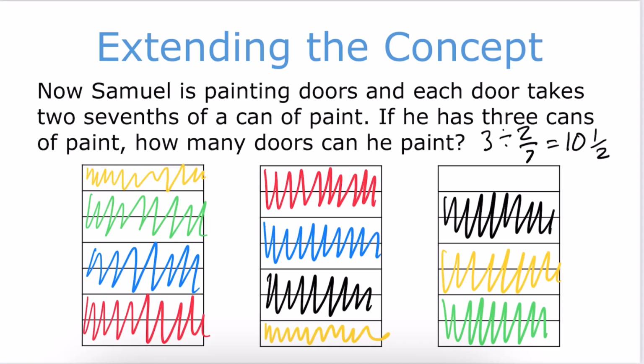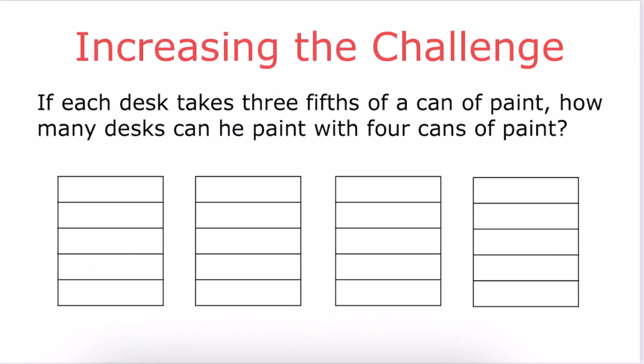And he can paint a half of a door because we have 1/7 left and it takes 2/7 to paint the whole door. And then you can make it even more challenging and you can say, okay, well, what if he's painting desks and each desk takes 3/5 of a can of paint? How many desks can he paint? So we might say, okay, well, 3/5 of a can of paint, that would paint 1 desk.